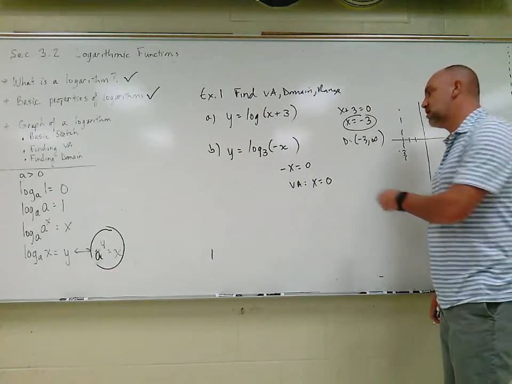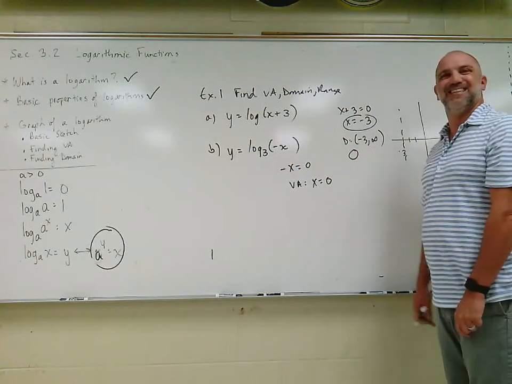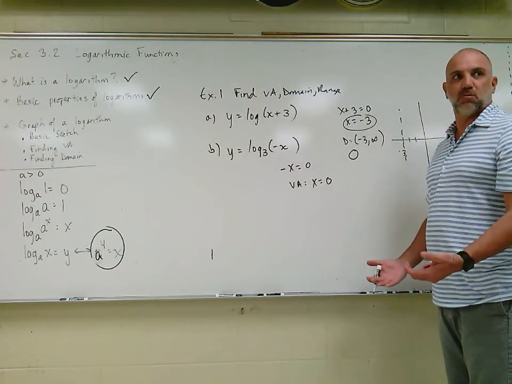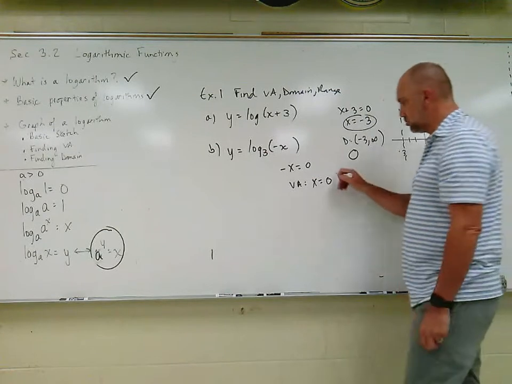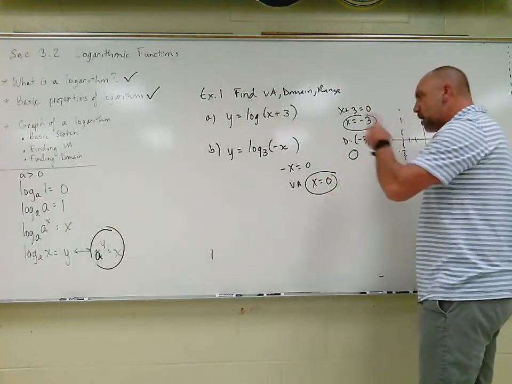Make sure when you do asymptotes, they're equations. So don't say, well, I did my quiz and I put 0 down. That's not a vertical asymptote. X equals 0 is the vertical asymptote. So notice how I always write an equation.